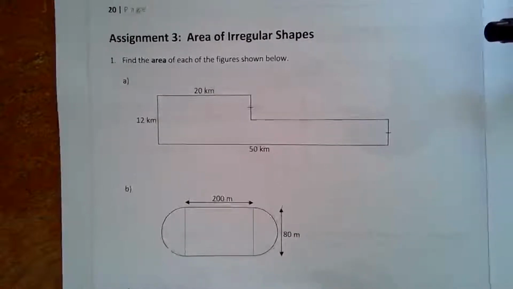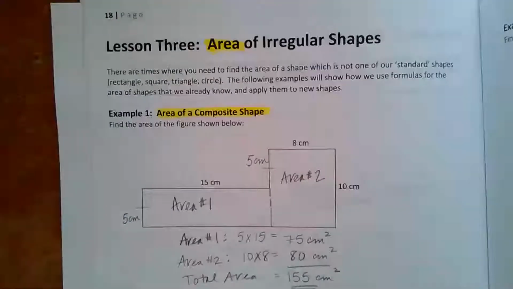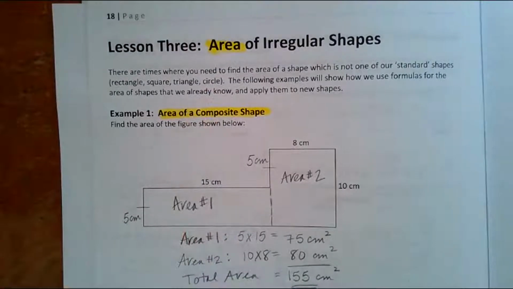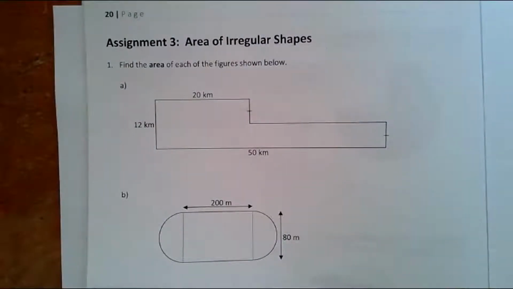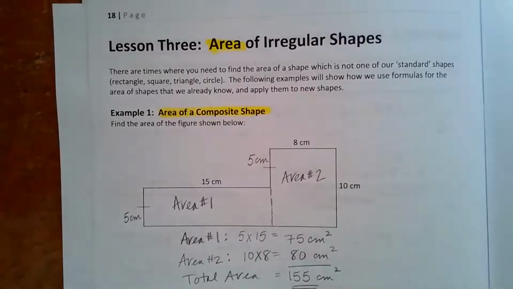Okay, welcome to class. On Friday, I had gone through the examples for irregular shapes and I assigned assignment 3 to you. So hopefully you had time to work on it. If you didn't, that's fine. You can work at your own time and you can check your answers later on when you're ready.